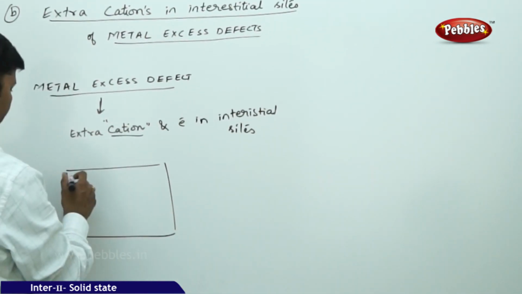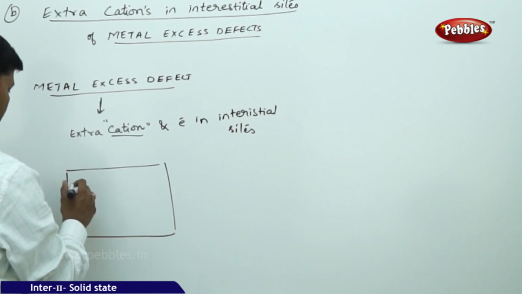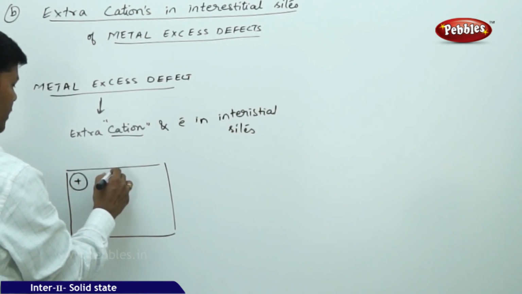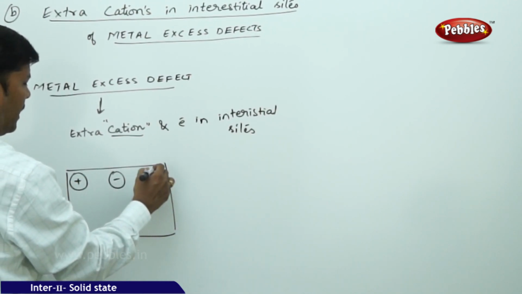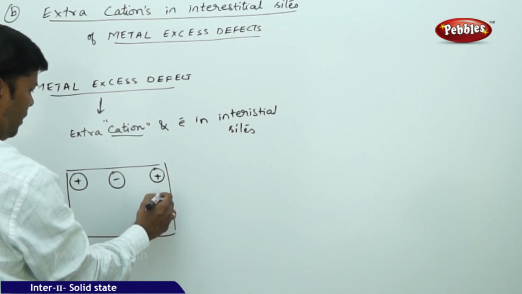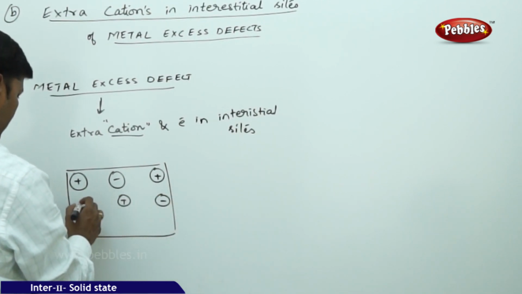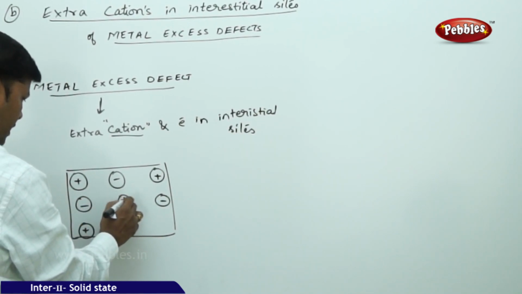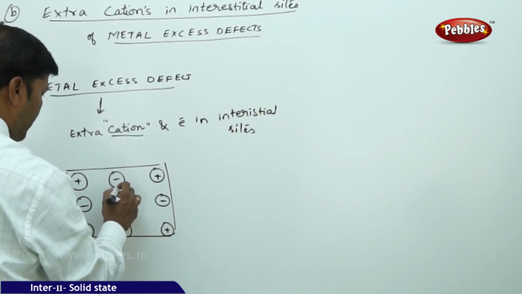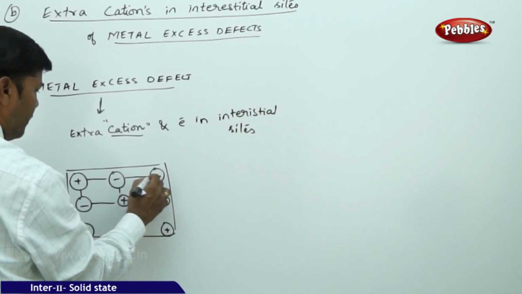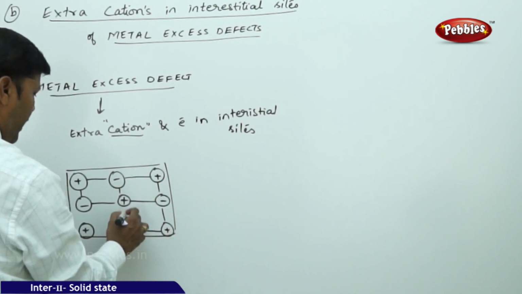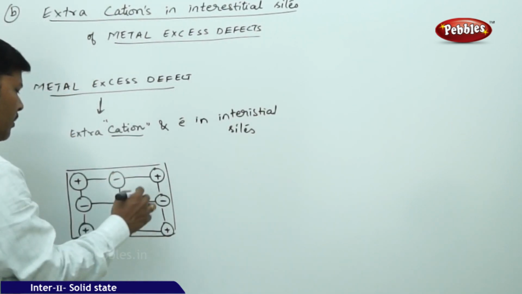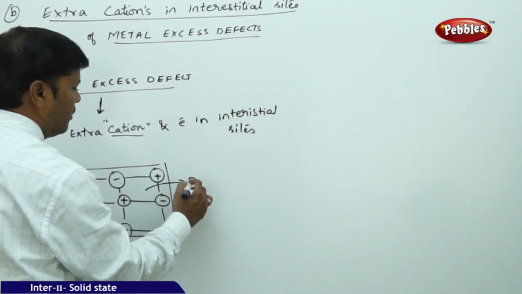Suppose for example I am taking one cationic site, one anionic site, again one cationic site, again one anionic site, cationic site, anionic site, and again you find one cationic, anionic and again cationic site. All these are bound with certain attractive forces. So obviously the space available is nothing but interstitial space.